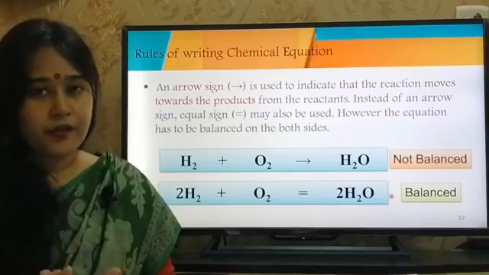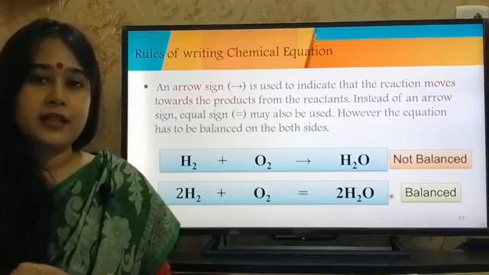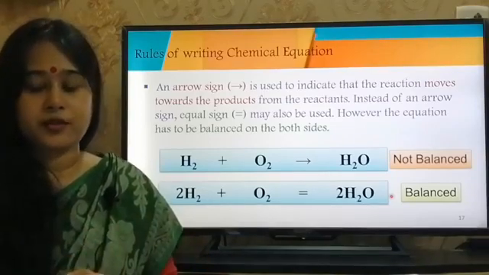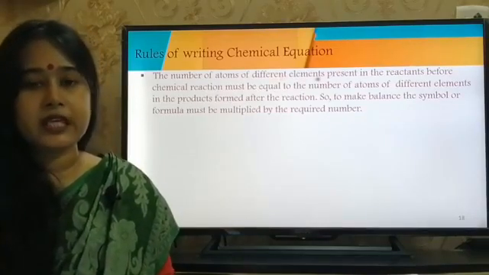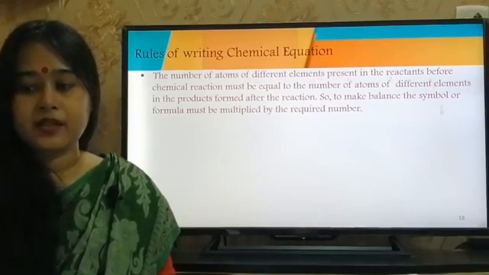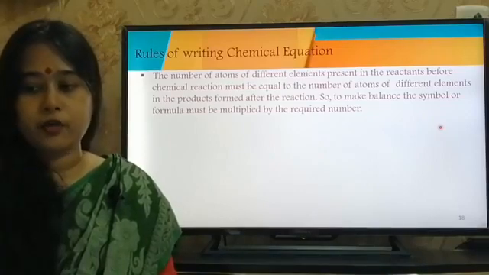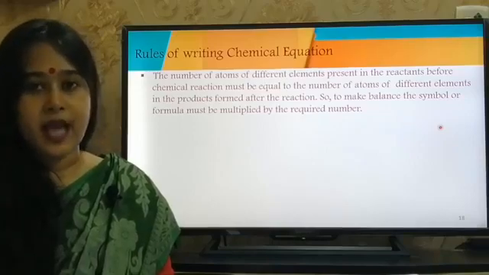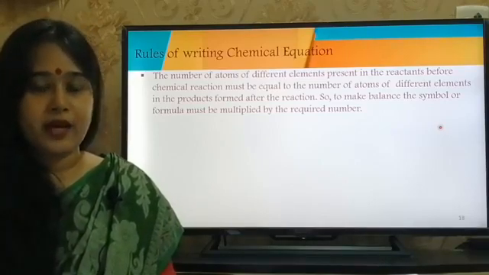And whenever we have a chemical equation that is balanced, that time we will use the equal sign between the reactant and product. Okay, another rule is the number of atoms of different elements present in the reactants before a chemical reaction must be equal to the number of atoms of the different elements in the products formed after the reaction. So to make it balanced, the symbol or formula must be multiplied by the required number.